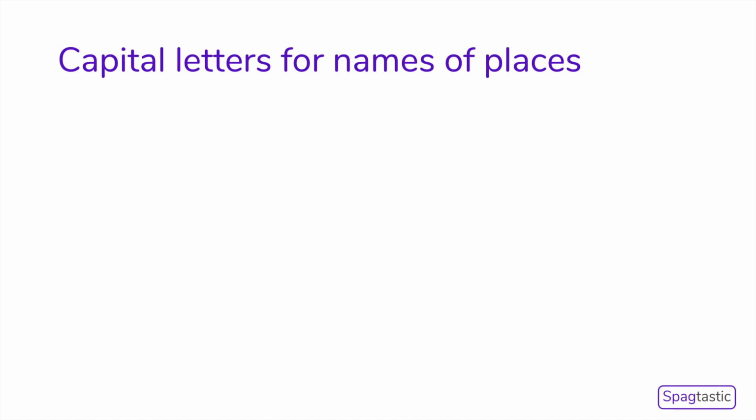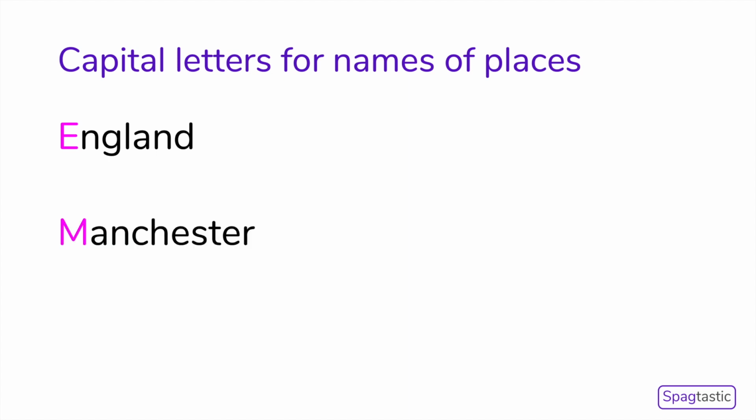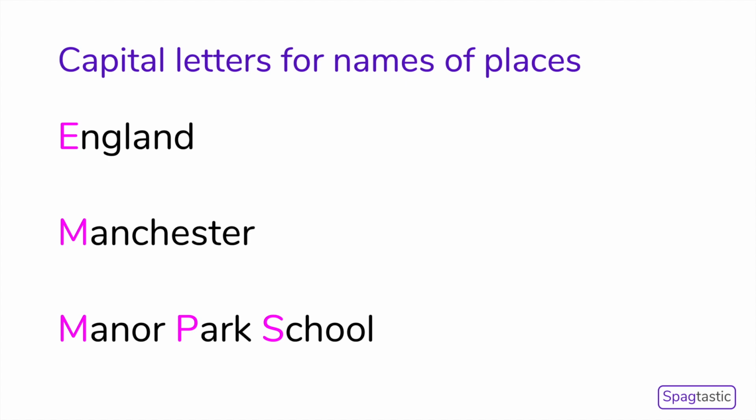Place names also have a capital letter. England is the name of a country, so it needs to begin with a capital E. Manchester is the name of a city, so it needs to begin with a capital M. And Manor Park School is the name of the place where children go to school. So all three words in the name need to have a capital letter. We need a capital M for Manor, a capital P for Park, and a capital S for School.